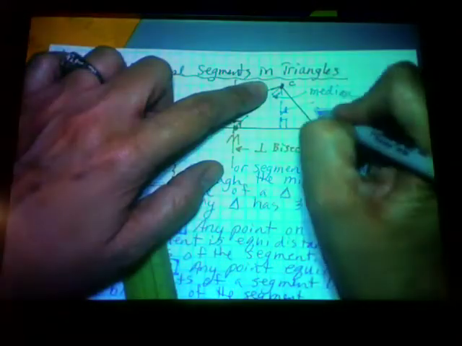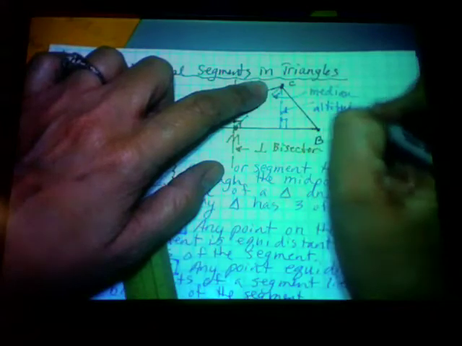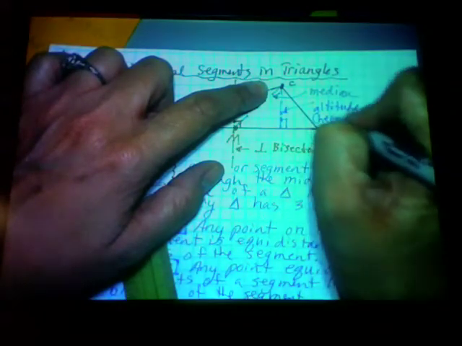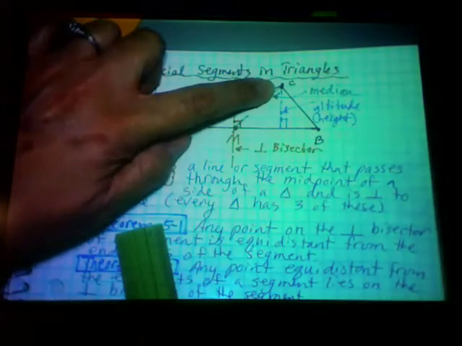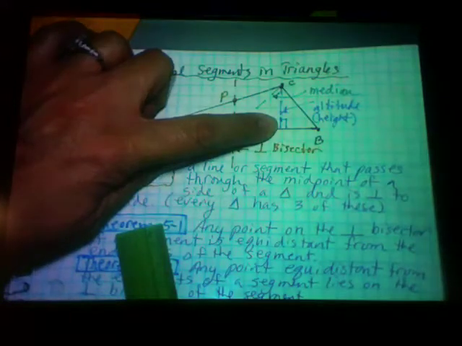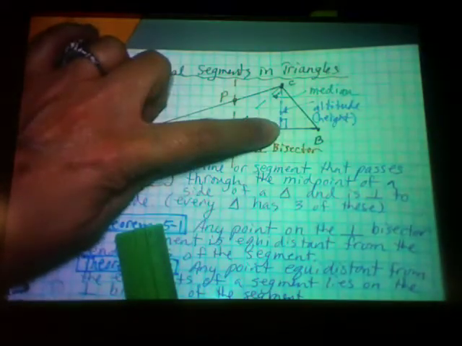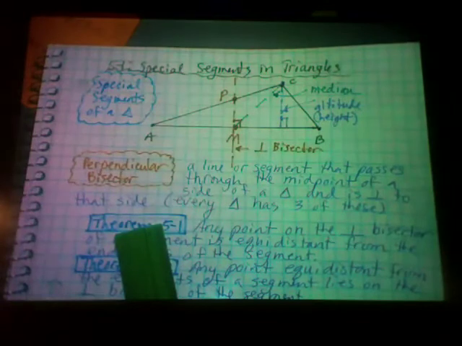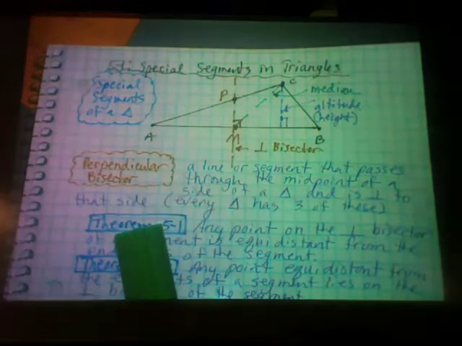Label this one the altitude. And in parentheses you can put height so that you recall that, oh yeah, it's supposed to be from a vertex, here's the two characteristics, from a vertex to the side opposite, wherever it hits, so that it's perpendicular. Could the altitude, the median, and the perpendicular bisector be one and the same? Absolutely.